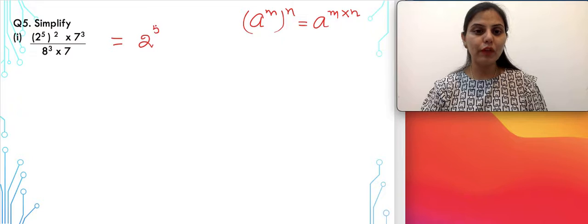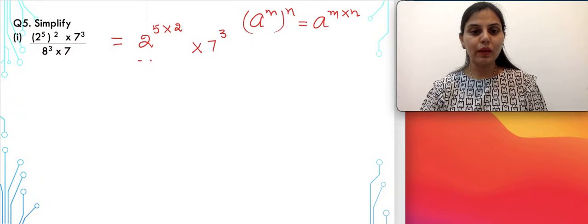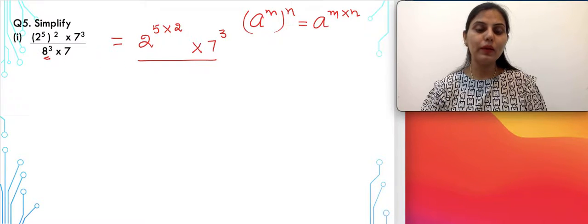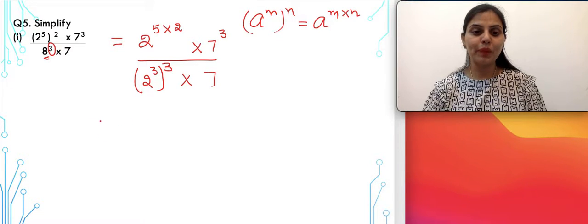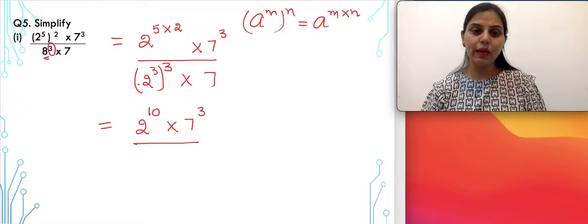2 raised to the power 5 multiplied by 2 multiplied by 7 cube divided by, now 8 can be written as cube of 2, and also there is one more power with 8 here. So let's write this power outside the bracket multiplied by 7. Or it can be written as 2 raised to the power 5 2s are 10 multiplied by 7 cube upon, again if you apply the same law here, you'll get 2 raised to the power 3 multiplied by 3 multiplied by 7.